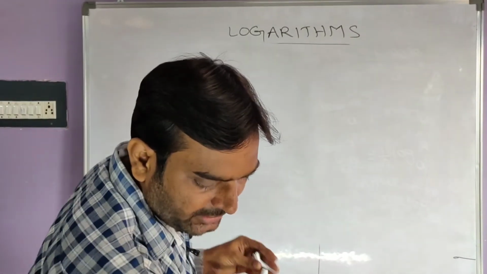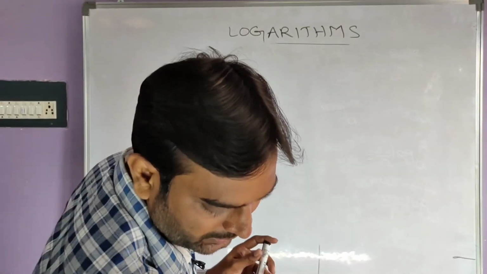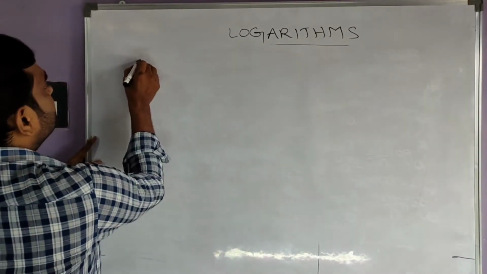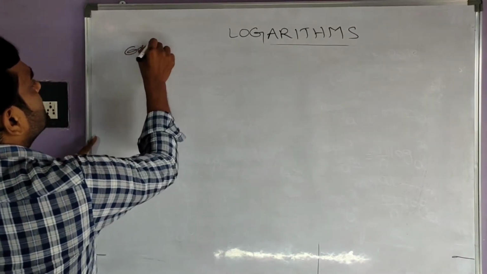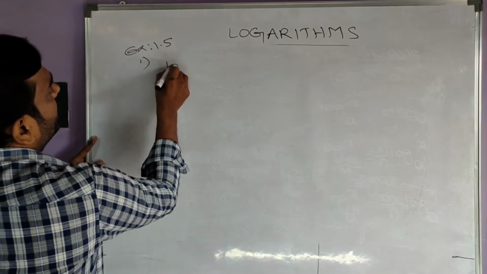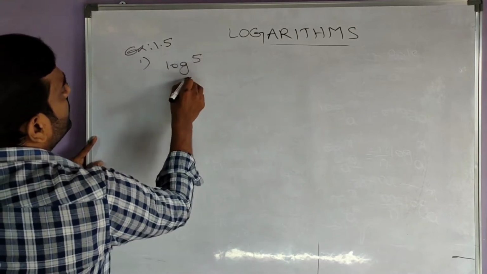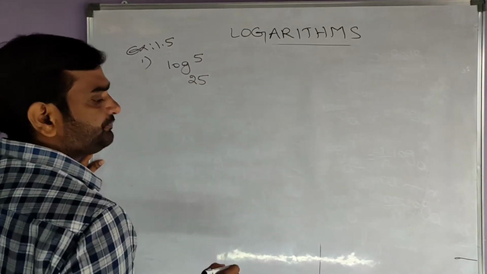Given that, determine the value of the following. First one, log 5 base 25. Exercise 1.5. Given log 5 to the base 25.